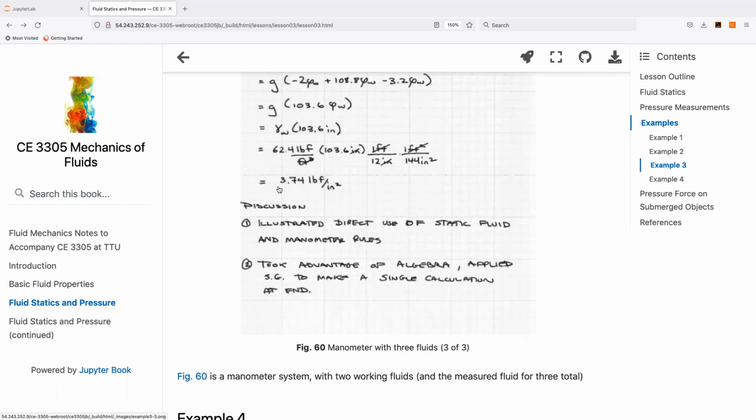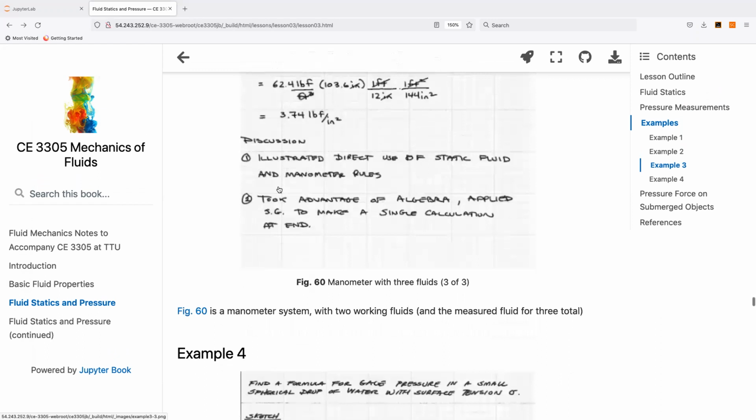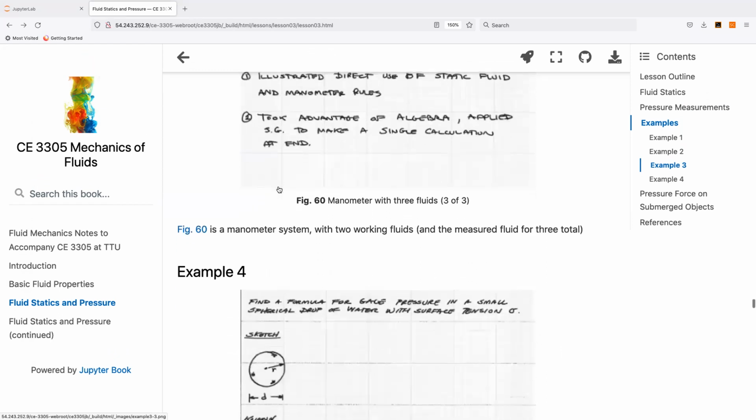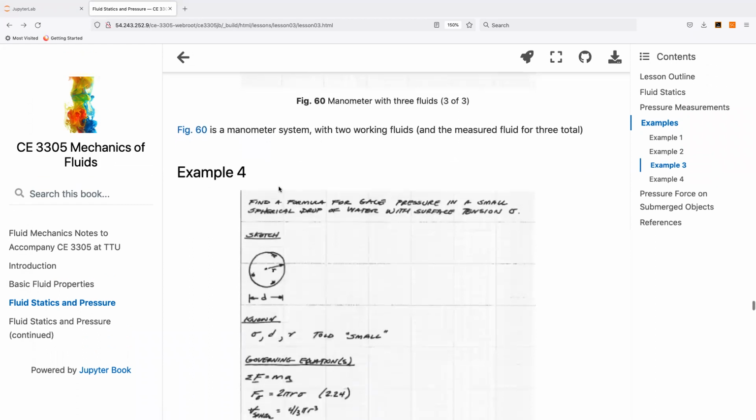If you were to try to do it one at a time and actually put numbers in at the beginning, eventually you get there, but you would probably give up. I know I would. So in this case, we illustrated use of different fluids and took advantage of algebra. We'll stop here for now.